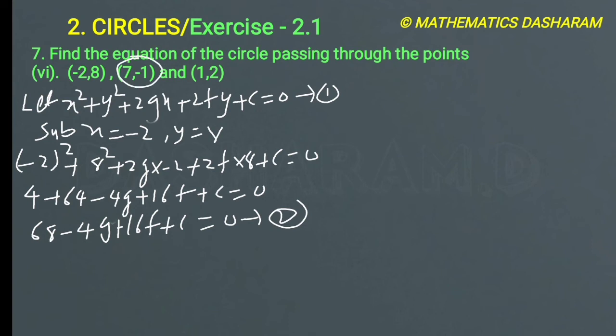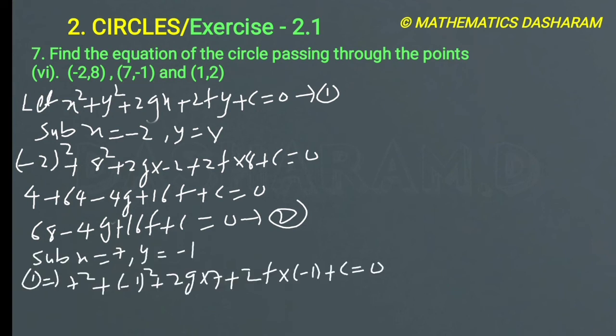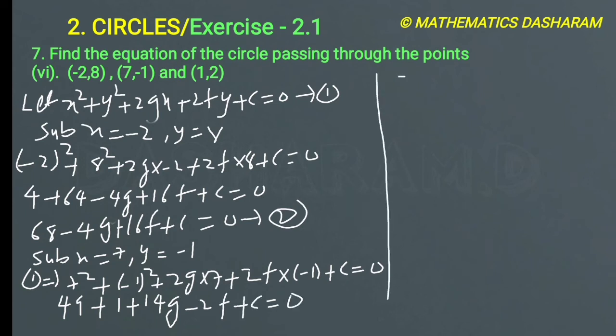Next substitute the second point, 7 comma minus 1. So 7 square is 49, minus 1 square is 1, 2 into 7 is 14g, and 2 into minus 1 is minus 2f plus c equals to 0. So 49 plus 1 is 50 plus 14g minus 2f plus c equals to 0, equation 3.